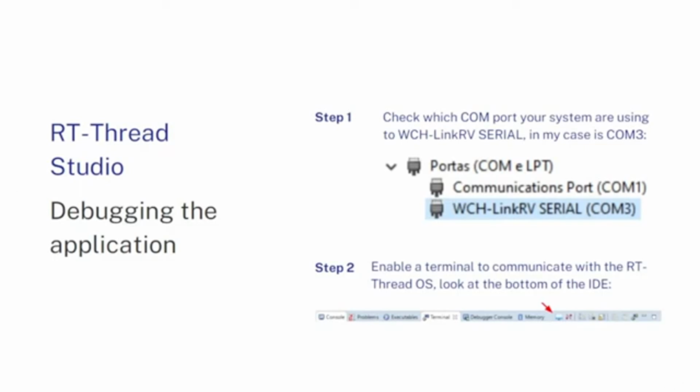After you go back to Studio and start a terminal to communicate with your board, you can check the bottom part of your window to find the icon shown by the red arrow. So you should see a little monitor that represents the terminal option.